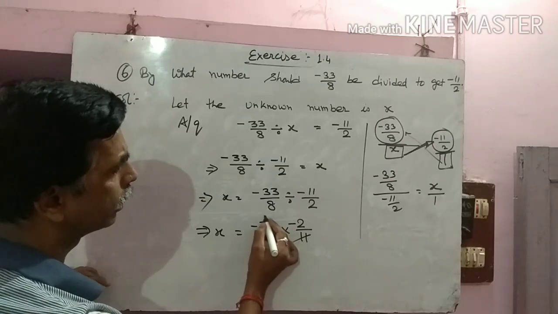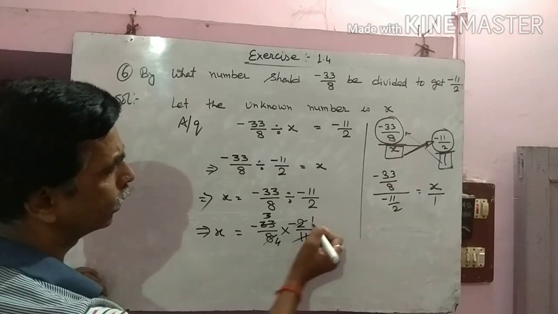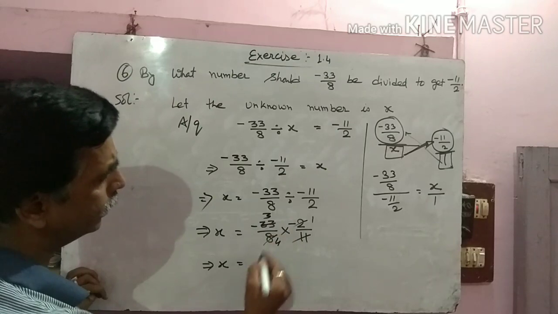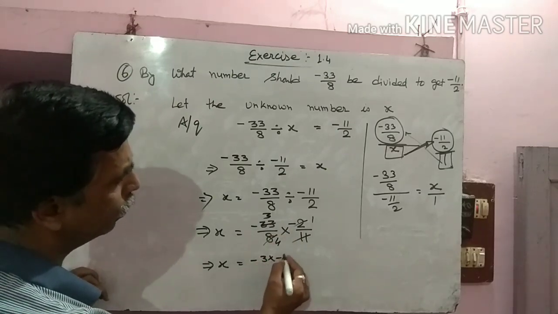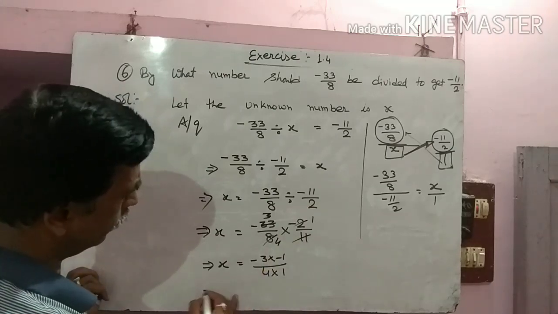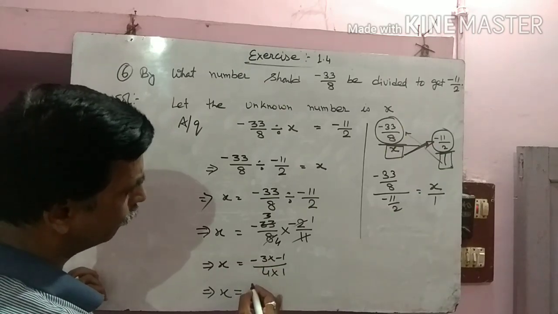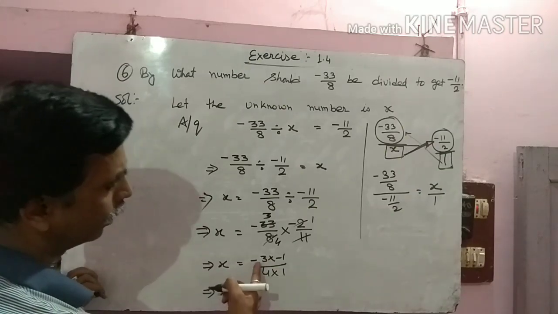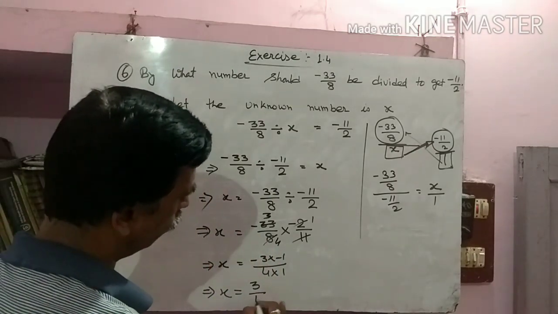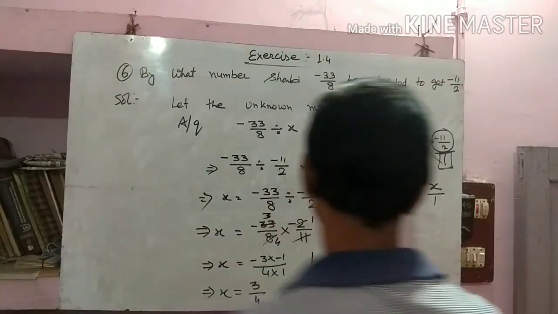11 3s are 33 and 2 4s are 8 and 2 1s are 2. Then what do we get? x is equal to minus 3 into minus 1 by 4 into 1. Then x is equal to minus 3 into 1 becomes 3, and minus into minus becomes plus, the positive. So 3 by 4. Finally, you can write like this.